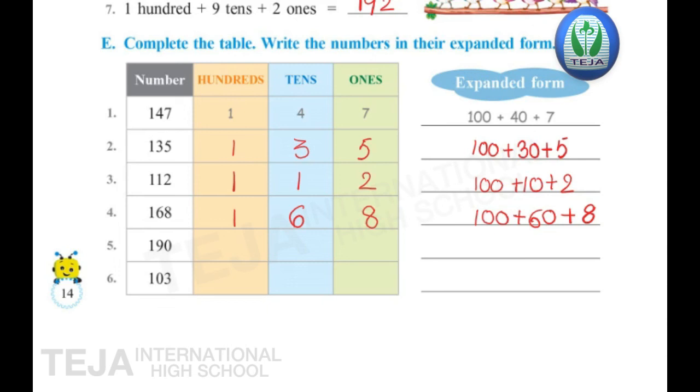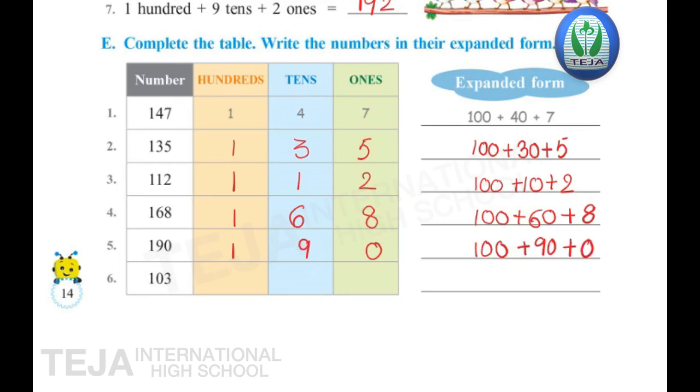Fifth question. 190. Here 0 is in ones place, 9 is in tens place and 1 is in hundreds place. So the value of 0 will remain same, and 9 in tens place, so the value will be 90, and 1 in hundreds place, so the value will be 100. The expanded form of 190 is 100 plus 90 plus 0.